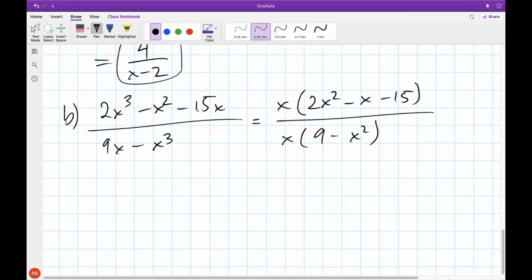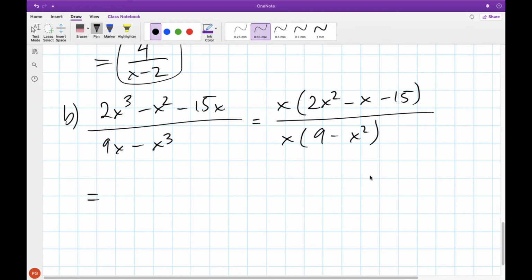Now you might be tempted to cancel out the x on the top and bottom, but let's finish factoring first because we still need to do our restrictions before we start canceling out. If we do our restrictions before we cancel out, we're going to miss some of our restrictions because this x would disappear from the bottom.